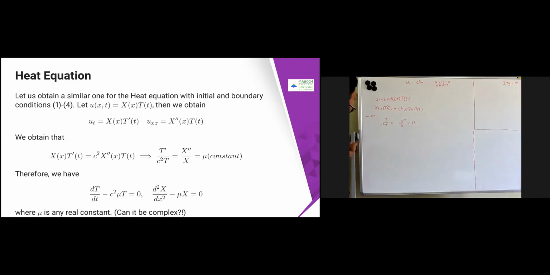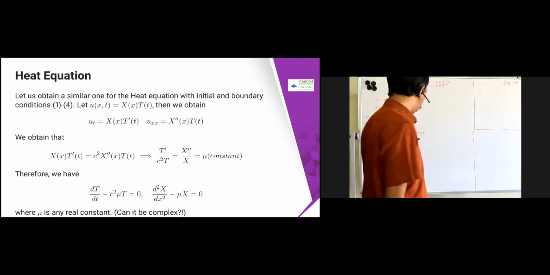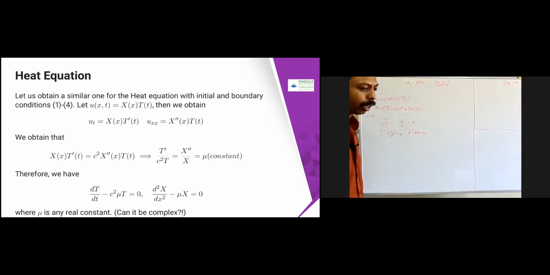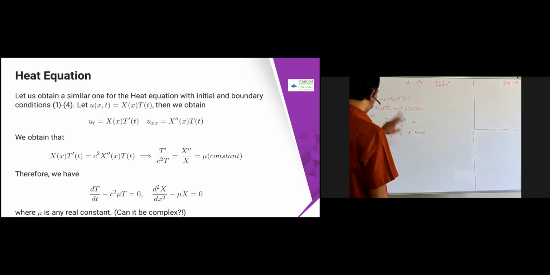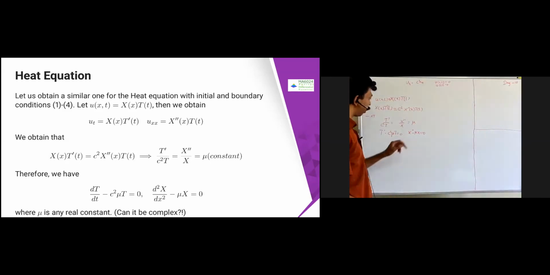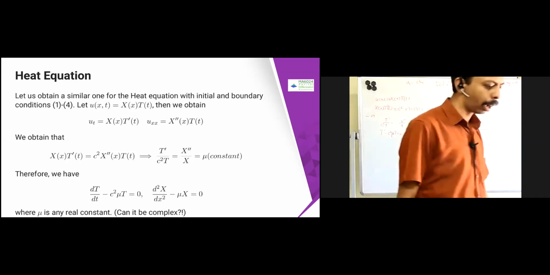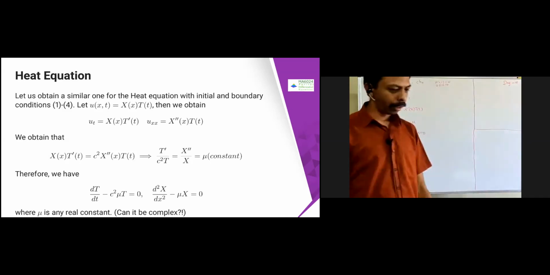Now we got two different equations. One is T dash minus c square mu T equal to 0. Another is X double dash minus mu X equal to 0. So we got two different equations, same concept as before. Now one question is: can mu be complex? Just think of it.